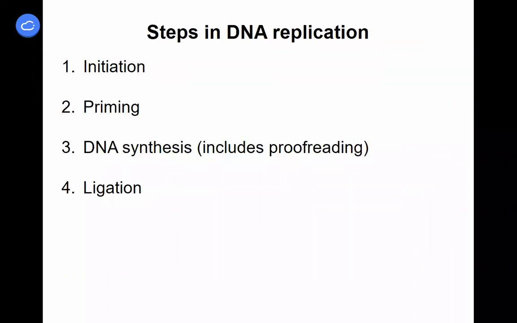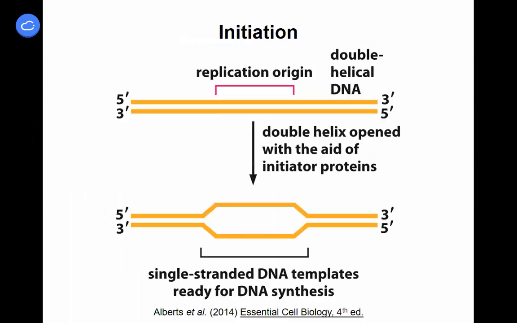So these are the steps in DNA replication. We're going to go through them one at a time, but this is to organize you. We've got initiation, we've got priming, we've got synthesis, which includes proofreading. It happens at the same time. And then we've got ligation, when things are fixed at the end. Okay, so we're going to go through these different stages.